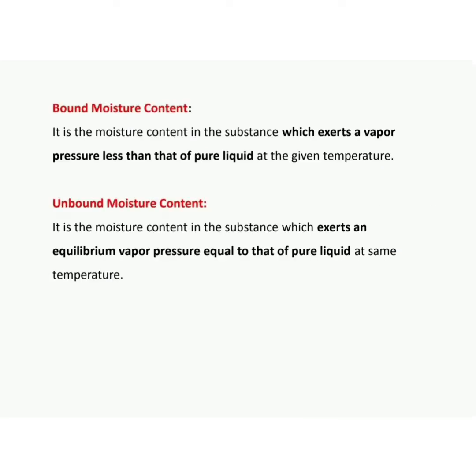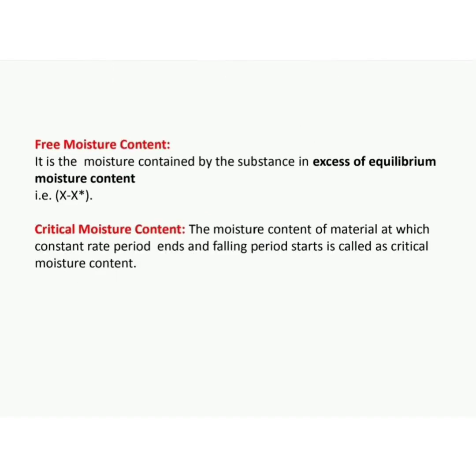Bound moisture content. It is the moisture content in the substance which exerts a vapor pressure less than that of pure liquid at the given temperature. Unbound moisture content. It is the moisture content in the substance which exerts an equilibrium vapor pressure equal to that of pure liquid at the same temperature. Free moisture content. It is the moisture content by the substance in excess of equilibrium moisture content.